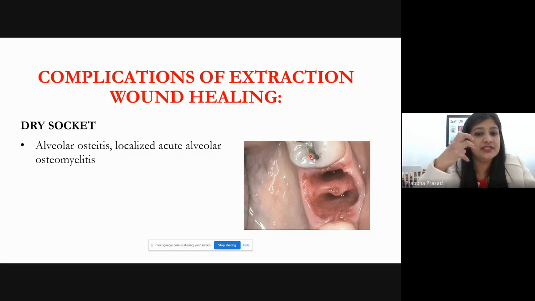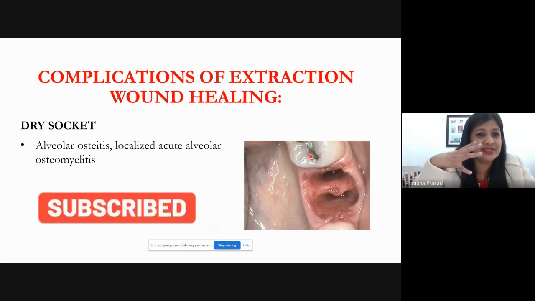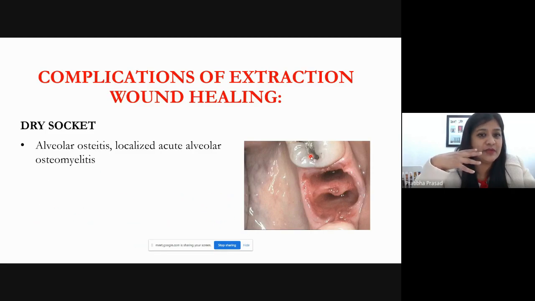Okay, so these are some of the things which you must tell the patient: not to gargle rigorously, because some patients do not like the taste of the blood and the smell of the blood in the mouth, so they keep on washing their mouth repeatedly. That will again result in dislodgement of the clot. And as you studied till now, clot is the most essential thing for wound healing, correct? So if the clot is dislodged, the healing does not happen. Okay, so that's what results in the dry socket.